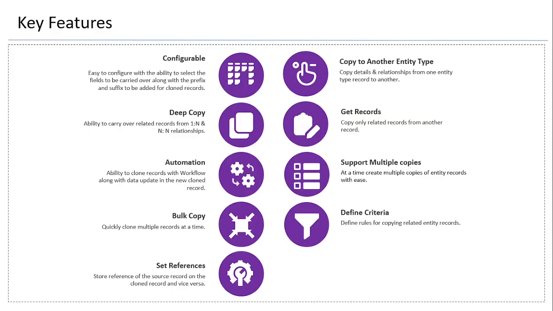And it supports multiple copies. So if you want multiple copies of a single record to be cloned, you can select how many copies are to be created with great ease. And you can define the rules for copying the related entity records as well. So these are all the key features of Click2Clone. Let's see all these features in live action. So let me navigate to the CRM window.